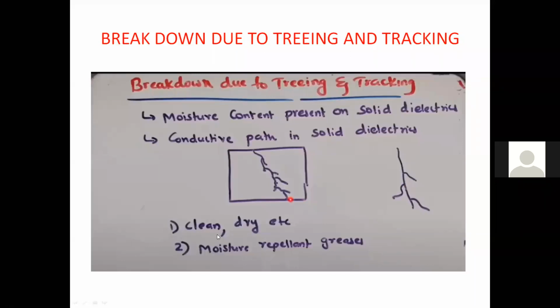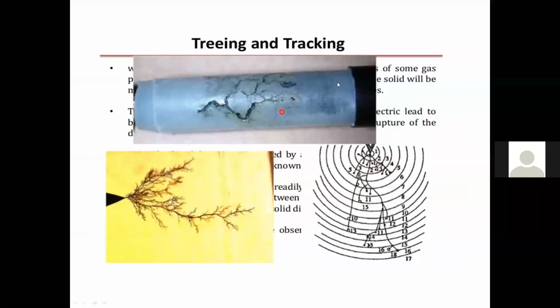So how to overcome this problem? Cleaning, drying, and moisture repellent greases are used to overcome the treeing and tracking problems. This is the cable. Try to observe, this is the cable, and because of surface conduction or leakage current, the spark is observed, and this spark has branches. Okay, this is the concept of a solid dielectric material.